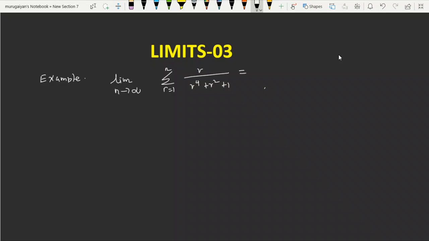Dear student, this is one of the familiar examples. A limit in terms of summation can sometimes be converted into an integral also. Limit of a sum, so an integral can be used to evaluate. So in this question, summation r equal to 1 to n of r by r power 4 plus r square plus 1.